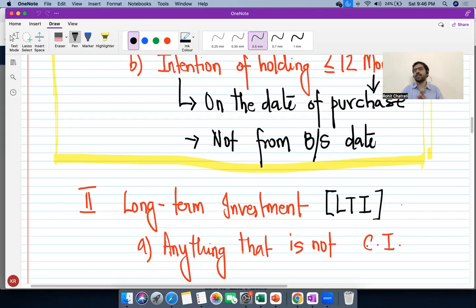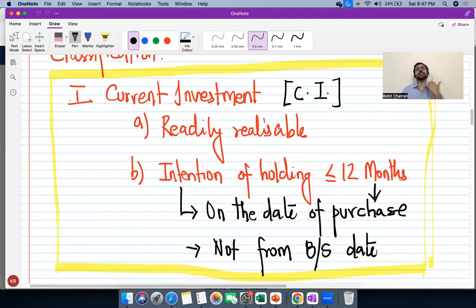There is no separate definition of long-term investment, or rather, the definition of long-term investment given in AS 13 itself is anything that is not current is going to be treated as a long-term investment. All right, current investment is anything which is readily realizable and where my intent is to hold it for a period less than 12 months, which means I intend to sell or dispose of the security within a period of 12 months.